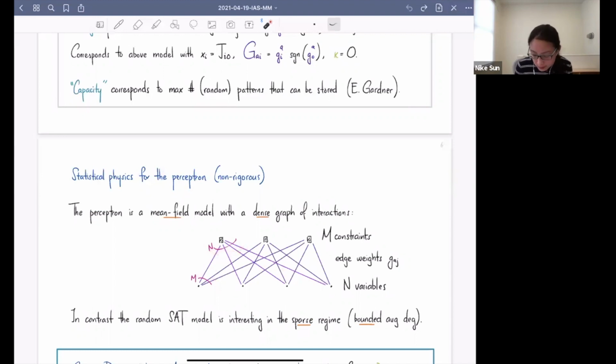But as a result, each variable participates in the constraints in a very weak way. So each variable has a small influence on whether the constraint is satisfied, and each constraint should have a small influence on the distribution of each variable. So this is different from the satisfiability models, which are more interesting in this regime where the graph has bounded average degree.